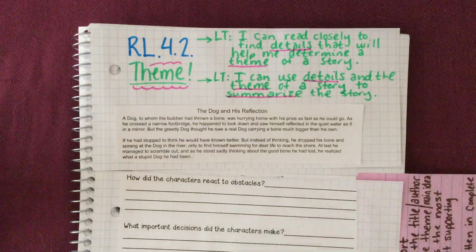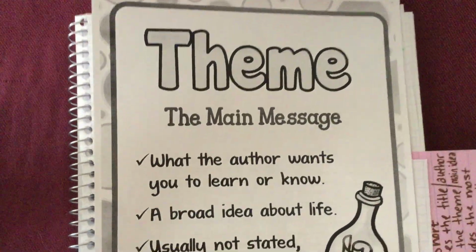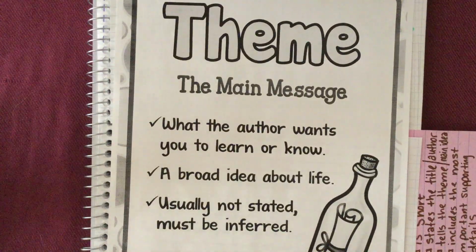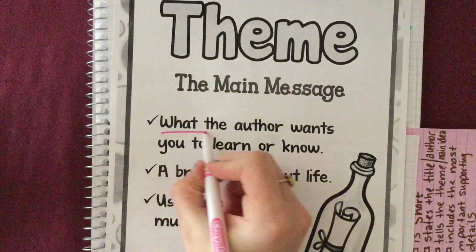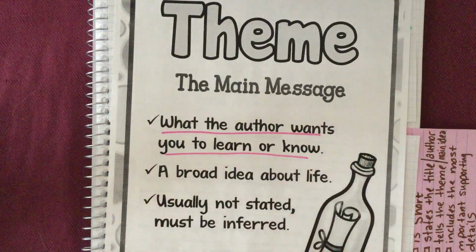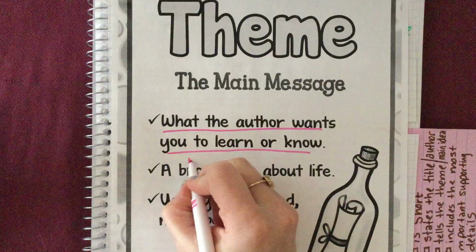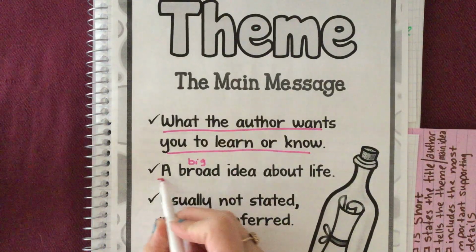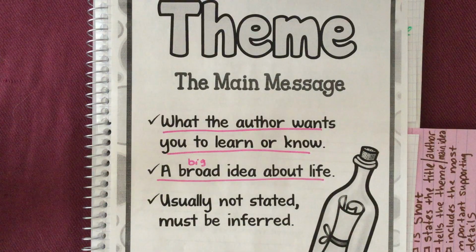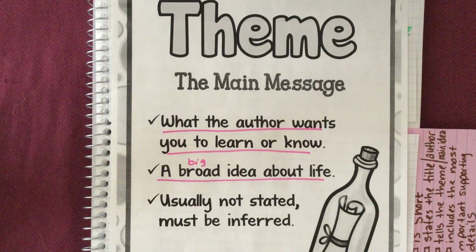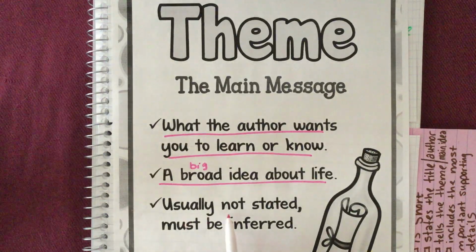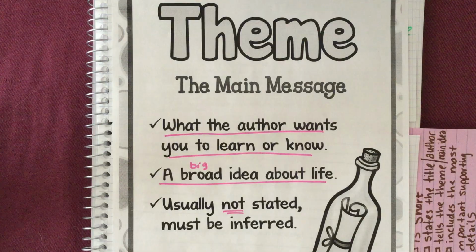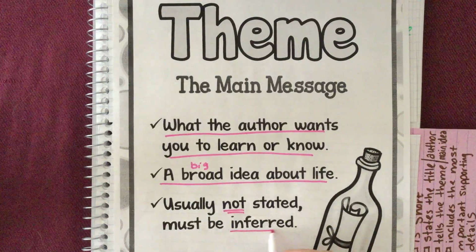So as you'll probably remember, theme is the main message. It's what the author wants you to learn or know. It's a broad idea or a big idea about life. And here's a huge difference between main idea and theme. Main idea is usually stated, one of the first few sentences in a text. But theme is usually not stated, and it must be inferred.